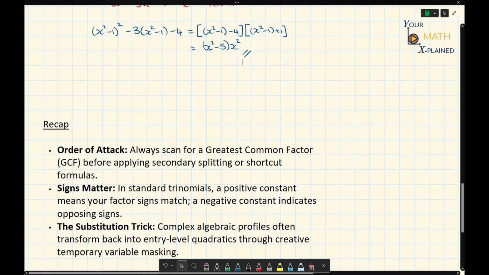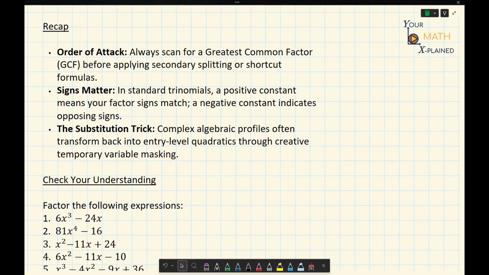So now let's do a quick recap of what we covered in this video. We saw that the first step to factoring is always to scan for a greatest common factor before applying any of the other techniques. And in standard trinomials, a positive constant means that once you factor, you're going to have matching signs, and a negative constant indicates that you're going to have opposing signs. And when the expression looks like it's a higher degree polynomial, check to see if you can do a substitution to transform it into an entry-level quadratic expression. And remember, once you factor, you always have to reverse your substitution and get the original variable back.